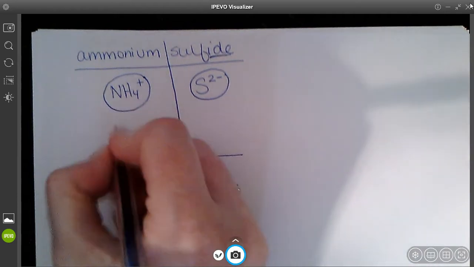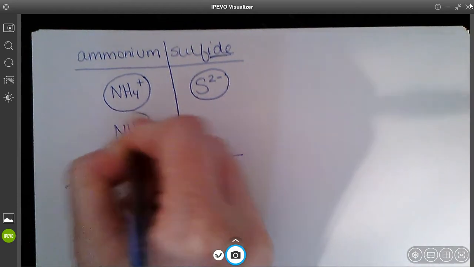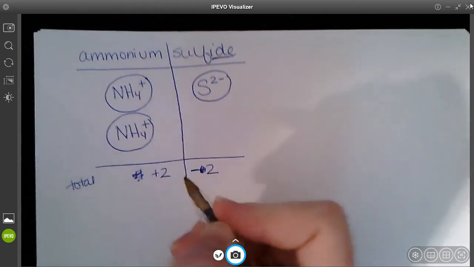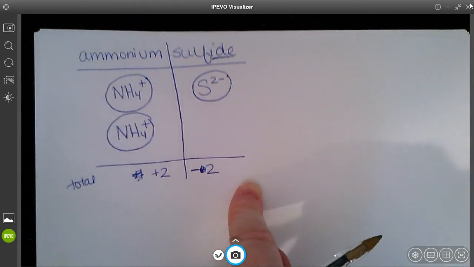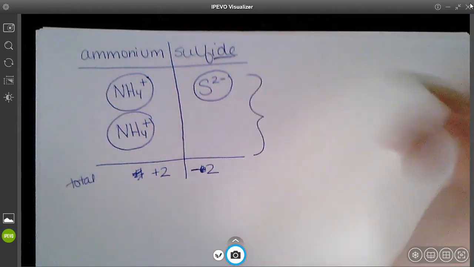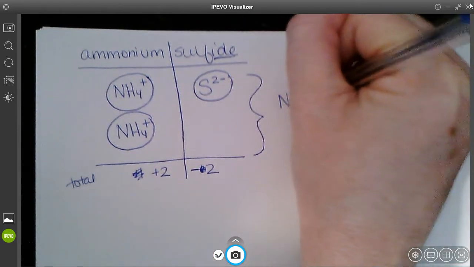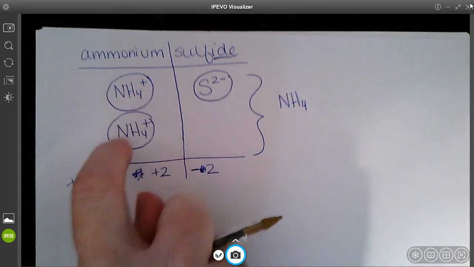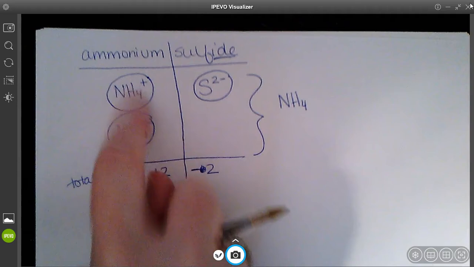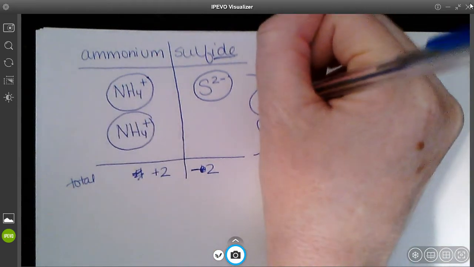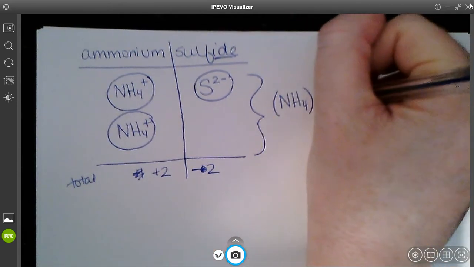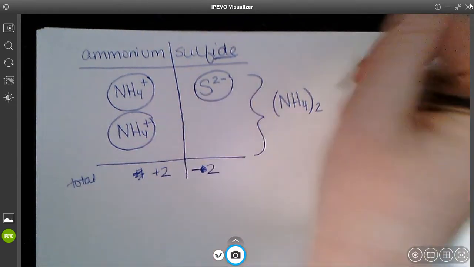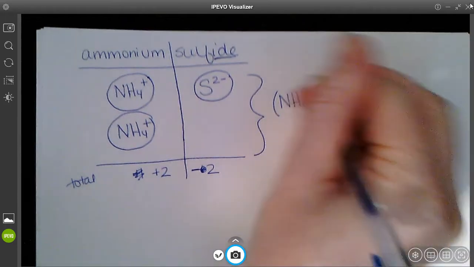I need more ammonium. So I draw that. Positive 1, positive 1. This gives me positive 2. Now I'm equal and opposite, so I can write my formula. Out of these NH4s, I have 2 of them. Now that means I need to say I have 2 of my singular nitrogen and I have 2 of my 4 hydrogens. So what you do is you put it in parentheses, then you add a 2 outside. And this says I have 2 of everything inside. Sulfur, I only have 1, so just an S.